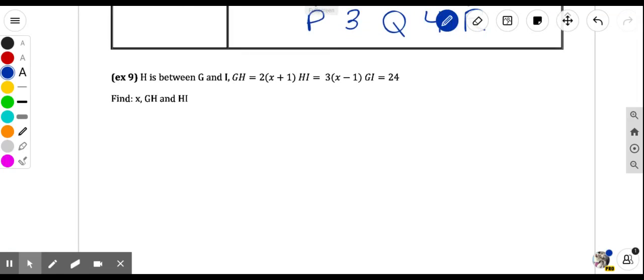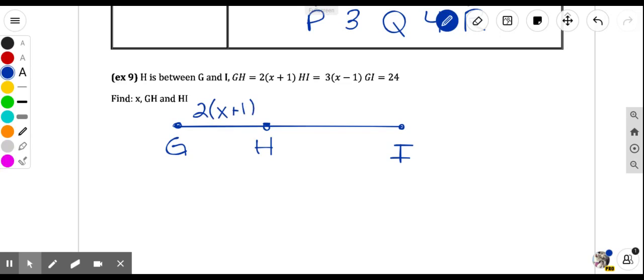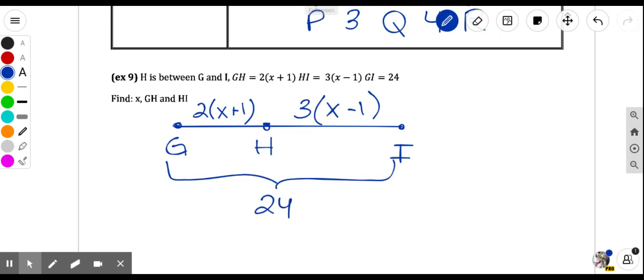So to see this example here, H is between G and I. So let's draw a picture to represent this situation. G, I don't know where H is. I'm just going to stick it here. Then we're given that GH is 2 times the sum of x and 1, and then HI is 3 times the difference of x and 1. And then it says GI, the whole thing, is 24. So the directions here are asking us to find x, GH, and HI.